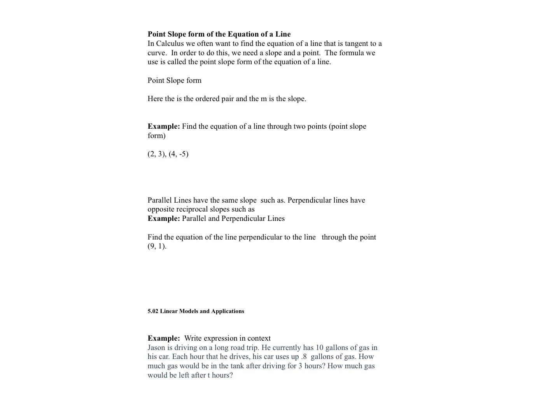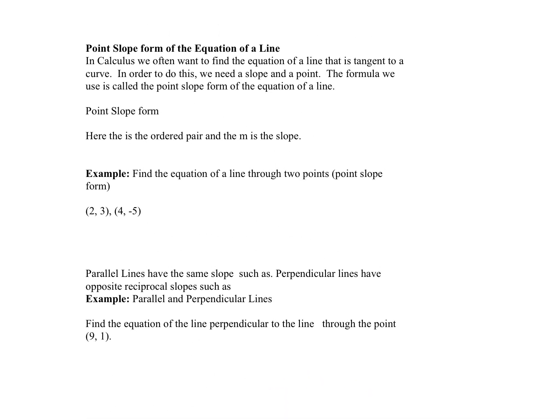So while the slope-intercept form is very useful for us for graphing, we oftentimes in calculus use the point-slope form of the equation of a line. And that point-slope form is y minus y1 equals the slope m times x minus x1. In this particular case, x1, y1 is your ordered pair, and the m is the slope.